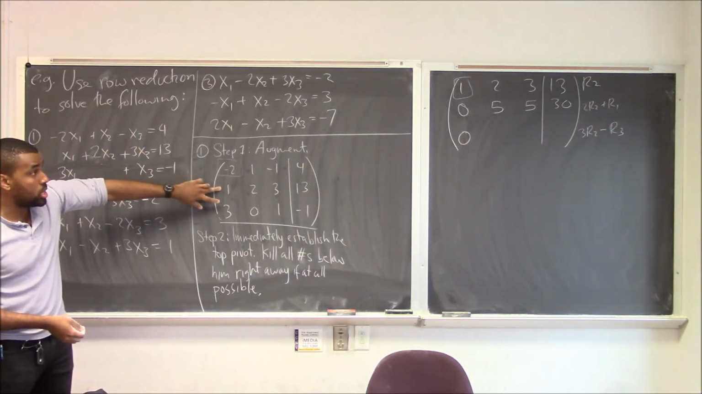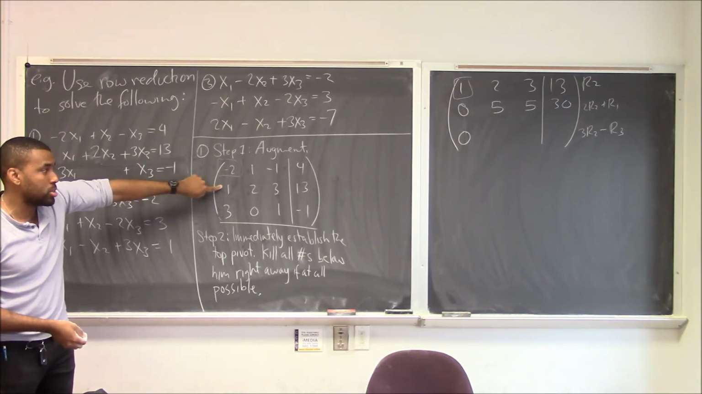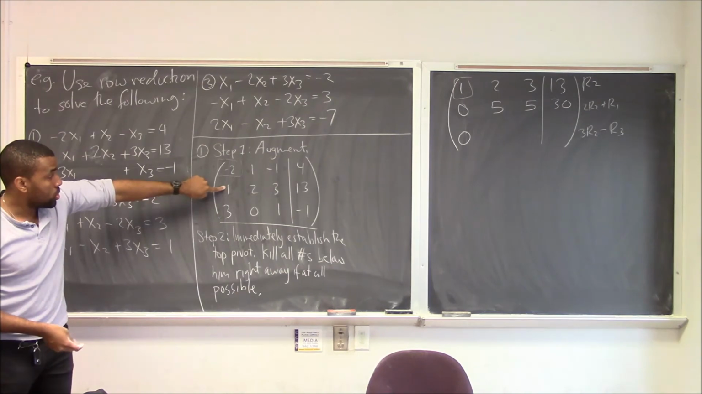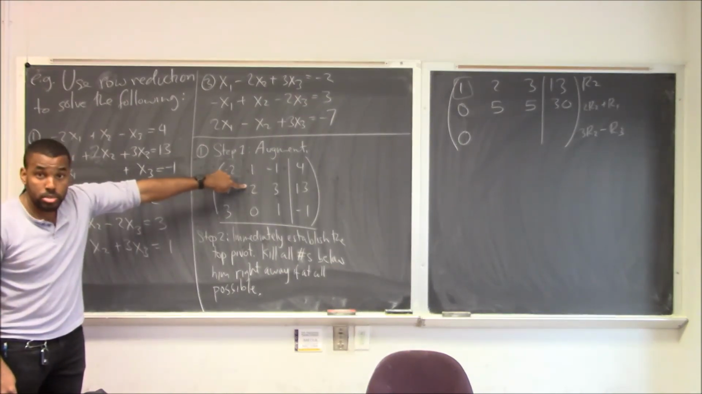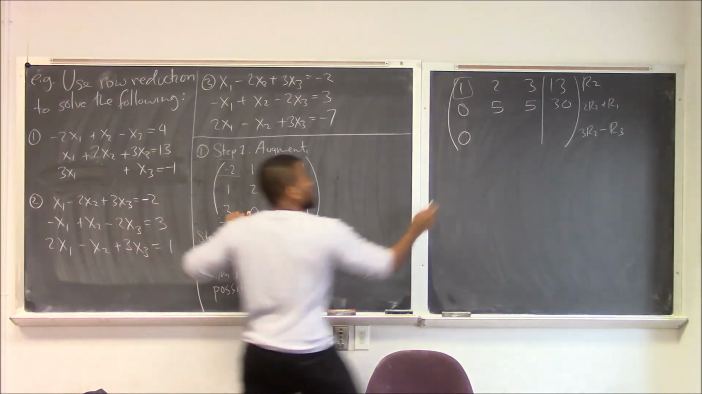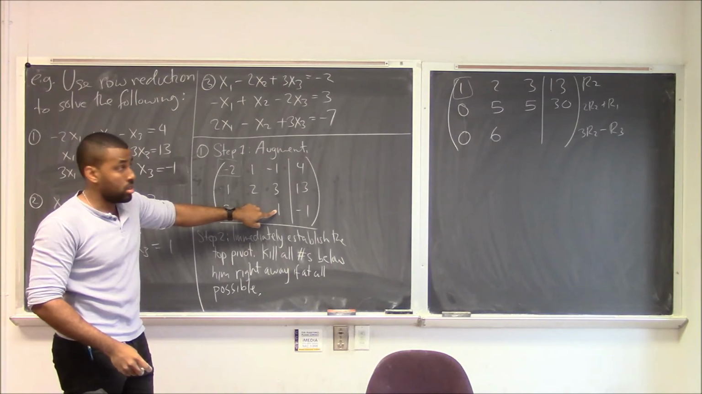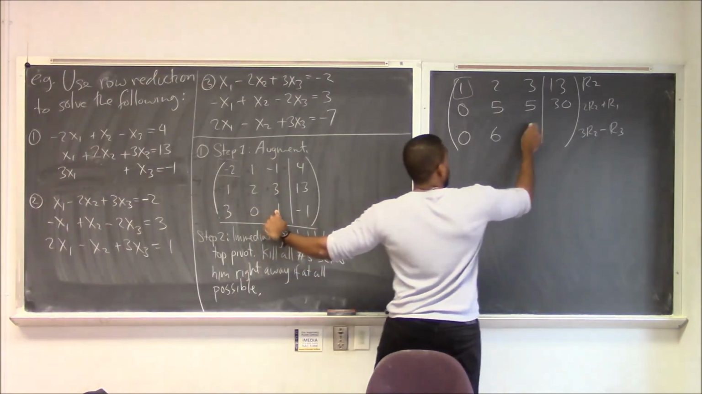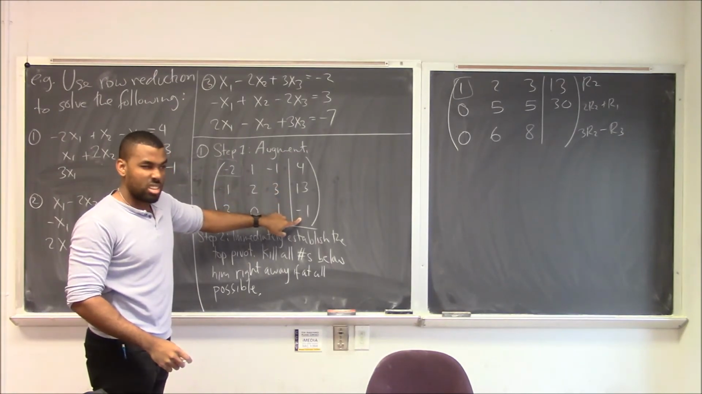So the quickest way to get a 0 using these 2 is to multiply this by 3 and subtract that. So 3 times this minus that is 0. 3 times this minus that, 6. 3 times this minus that, 8. 3 times this minus that.